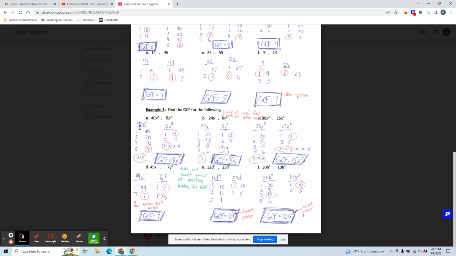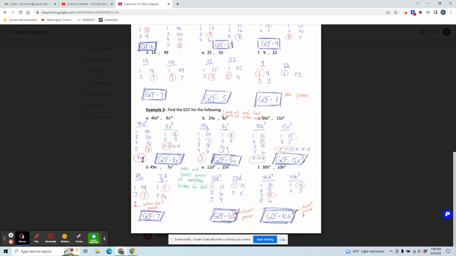Okay, so I'm breaking it into 2 parts, the coefficients and then the variables. So coefficients, my greatest common factor is 8. But I also have variables, so I need to look at the variables. I have x squared and x to the 4th. Now, both of those are the same letter. So that means they do have something in common. I mean, they're the same letter. They got to have something in common.